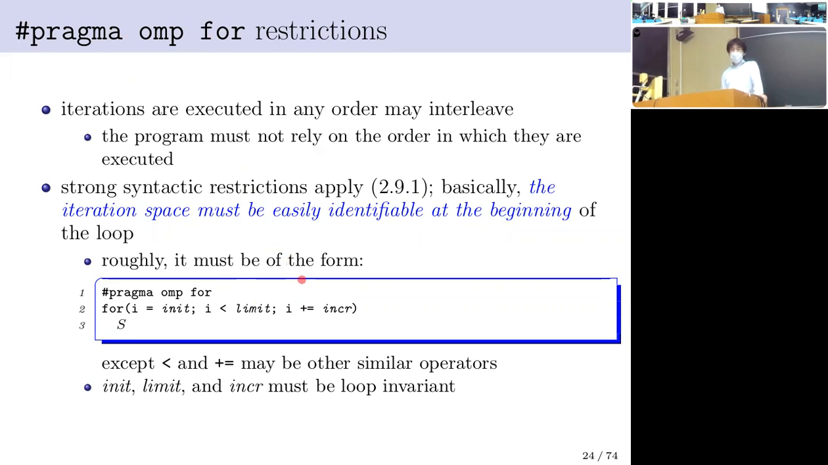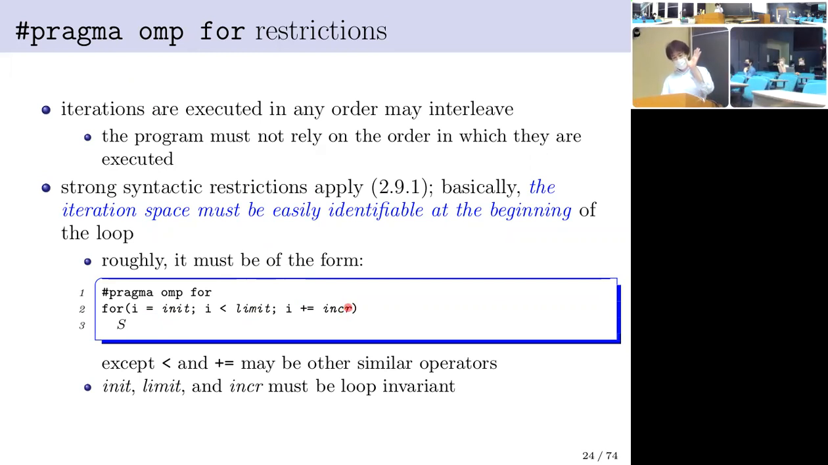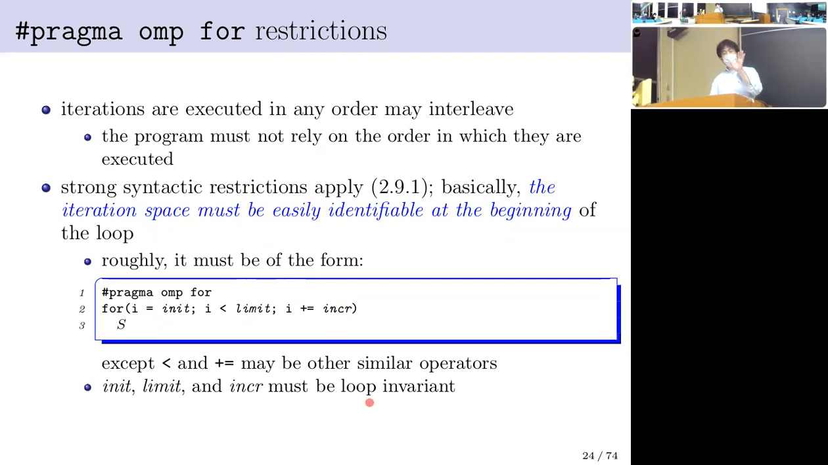So this restriction exists. More specifically, the init, limit, and increment must all be loop invariant. They must not change during the execution of the loop. This restriction exists so that the runtime system can easily identify the entire iteration space. The iteration space is basically the set of all the index variables.